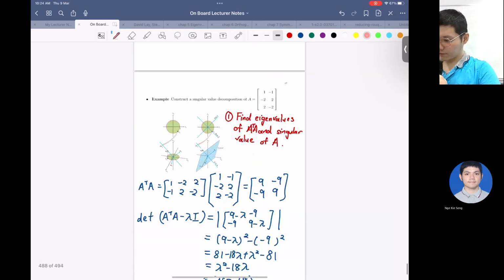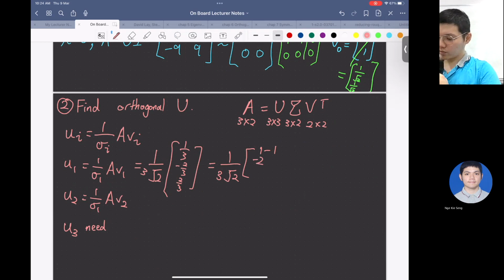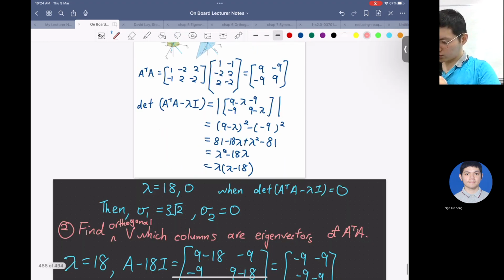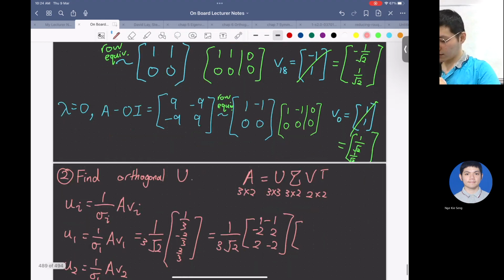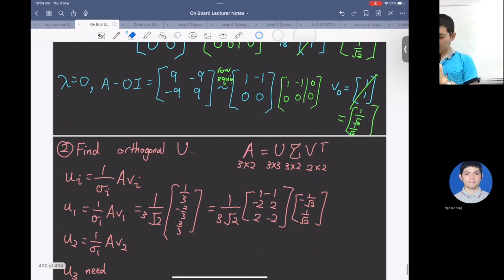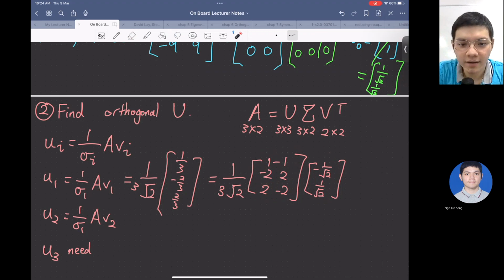A is what? 1 minus 1, minus 2, 2, 2 minus 2. One is the thing we found, equal to the left-hand side. Yeah, try and compute this, right? Okay. How about the U2?